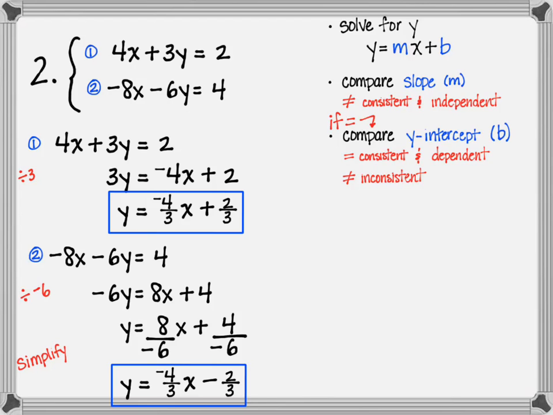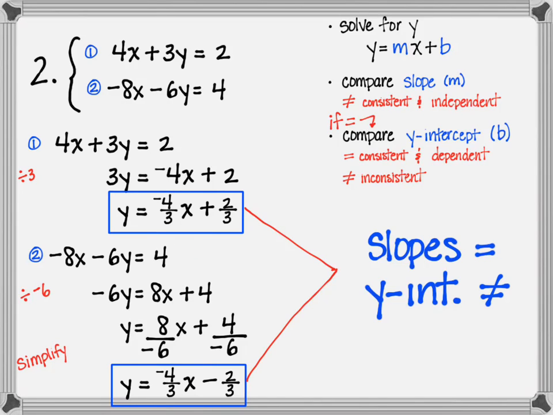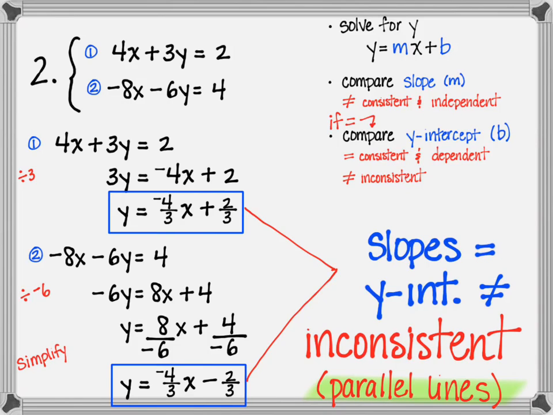Well, if you notice carefully, they do have the same slopes, but the y-intercepts are not the same. This is positive 2/3, and in this equation, it's negative 2/3. So therefore, they're inconsistent. With the same slopes but different y-intercepts, they're parallel lines.